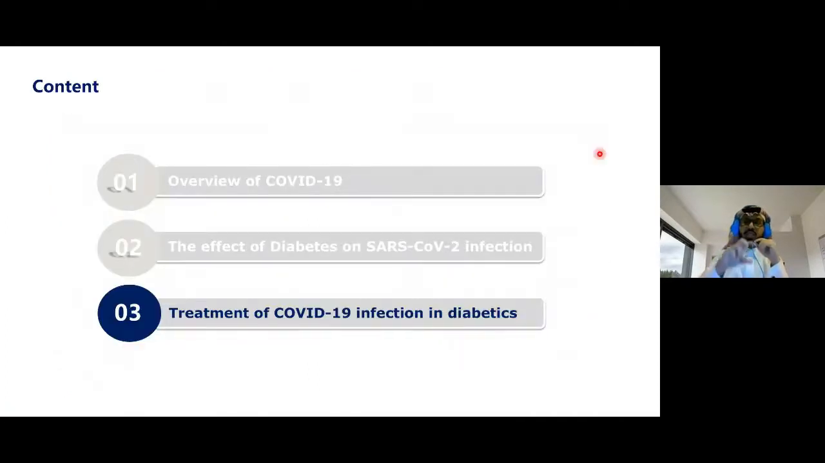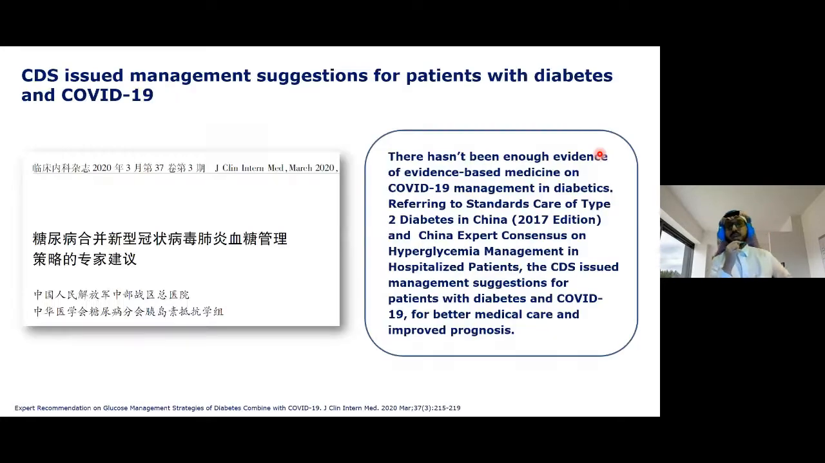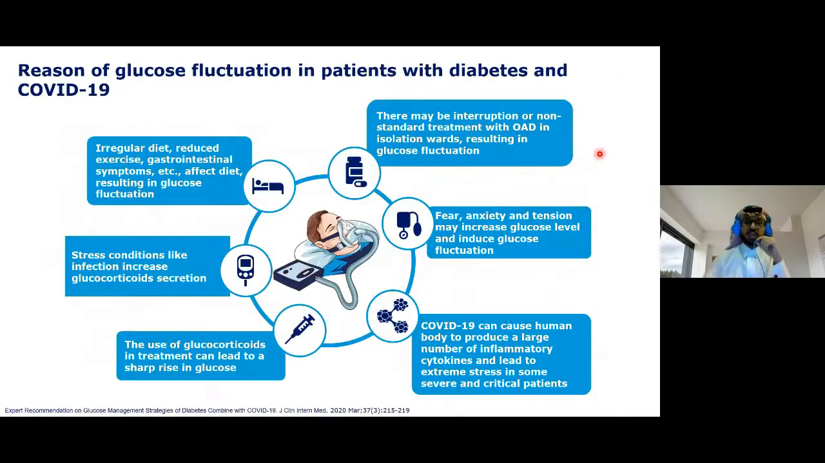Now let us come to the question we raised at the start of the study. What's the treatment of COVID-19 infection in diabetic patients? There is not yet enough evidence-based medicine on COVID management in diabetic patients. There are a lot of studies, but we are not sure what's the exact one. But we know that for better care and improving prognosis, we should control the diabetes in those patients. So it's like a cycle.